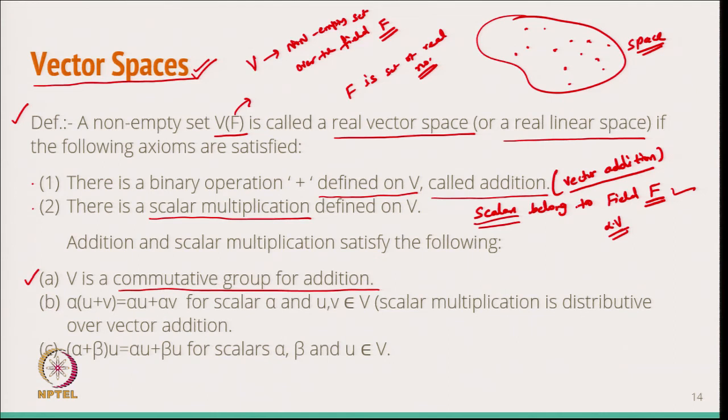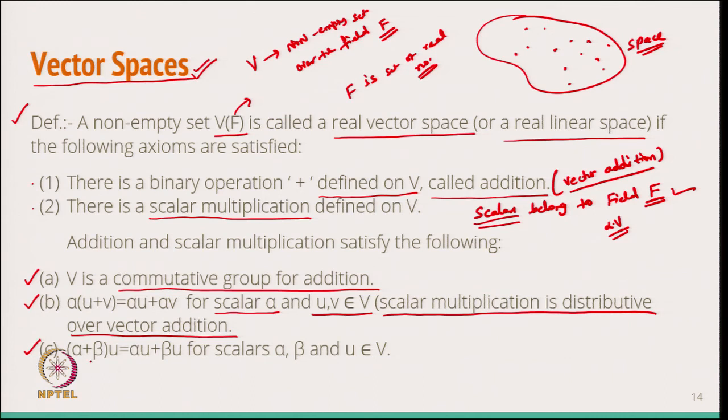The second thing is that alpha is a scalar. We generally take alpha, beta, gamma for scalars and u, v, w for vectors. So, alpha times (u plus v) should be alpha u plus alpha v for the scalar alpha, where u and v are vectors belonging to V. I can say that the scalar multiplication is distributive over the vector addition. So, this should be satisfied.